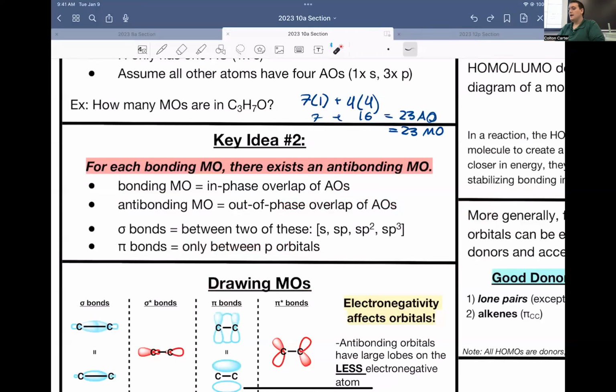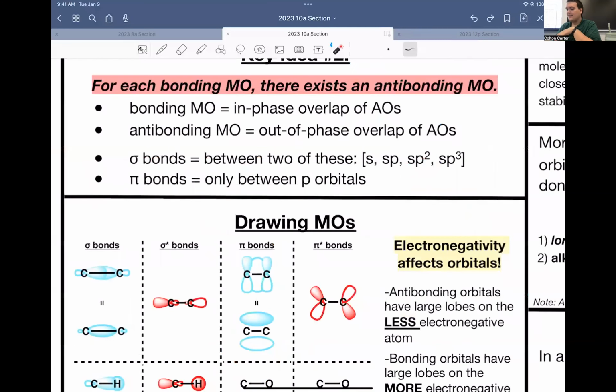Now, an antibonding orbital, generally speaking, is going to be empty. Because if you put electrons into an antibonding orbital, it breaks. Can we say that as a group? If you put electrons into an antibonding orbital, it breaks. It's that easy.